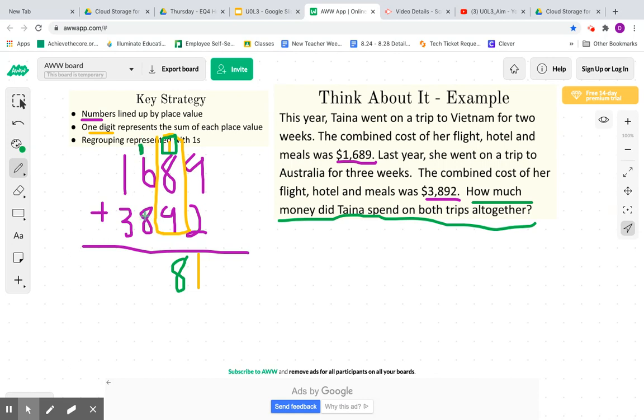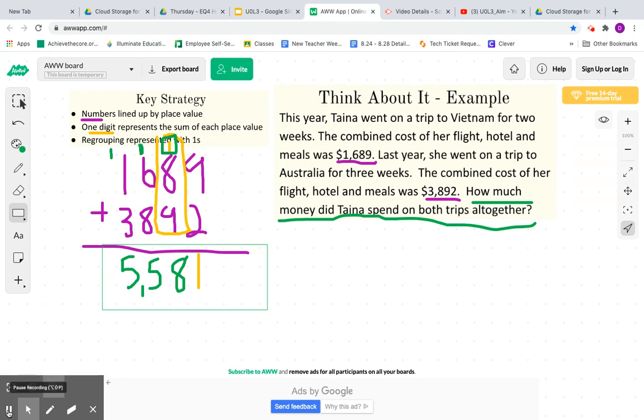1 plus 6 is 7, plus 8 is 15. Once again, I need to regroup. And now I'm regrouping in the thousands place. Okay. 1 plus 1 is 2, plus 3 is 5. And I'll just put a little comma there. So it looks like our final answer is going to be 5,581. And you can see I followed that third key strategy by regrouping, representing it with a 1.